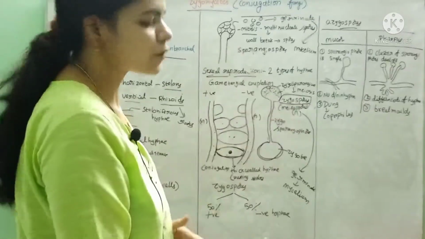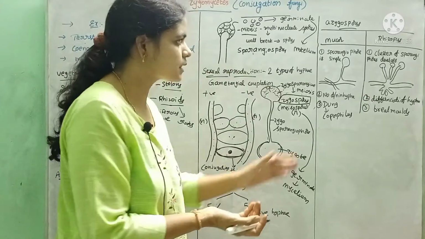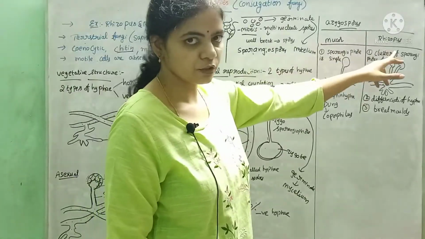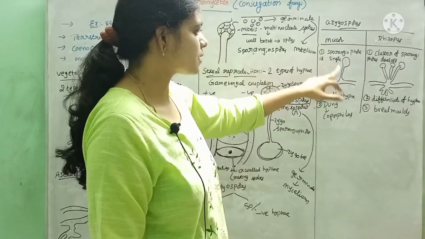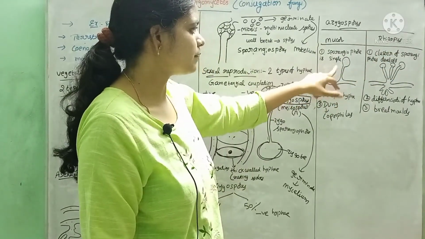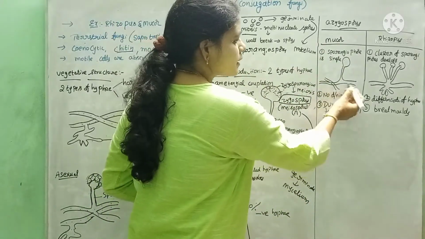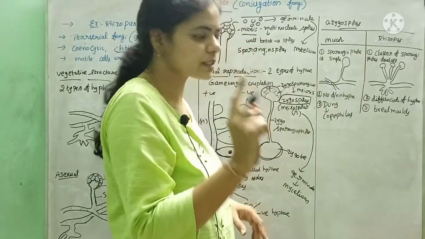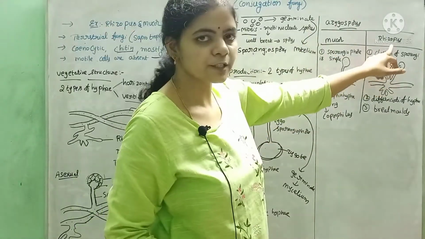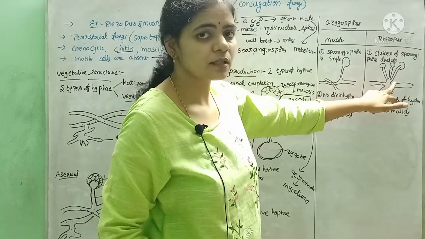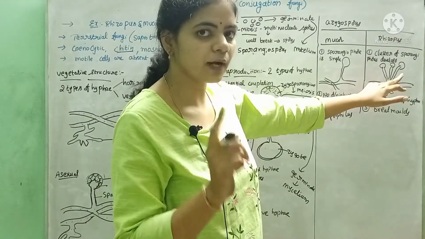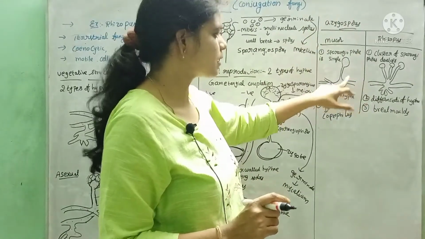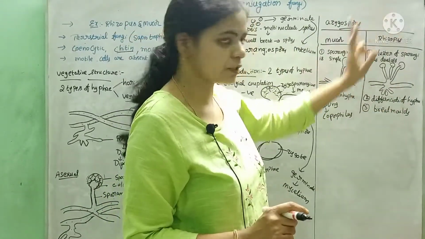If you see the structures of Mucor and Rhizopus, some differences can be seen. This is the Mucor structure. It consists of stolons, and from these stolons only one sporangiophore develops at the end. But in Rhizopus, clusters of sporangiophores develop from one point.